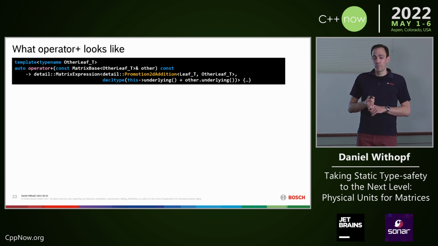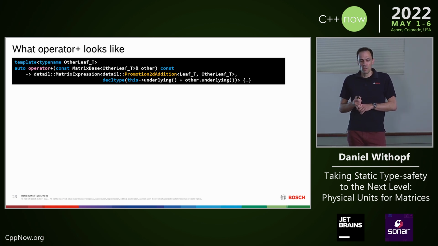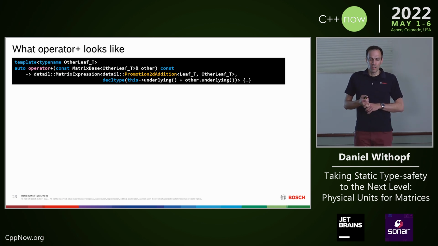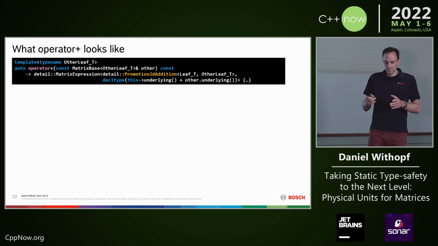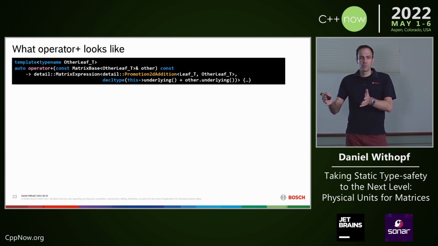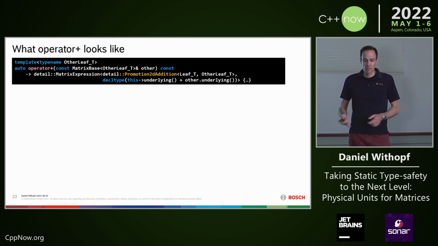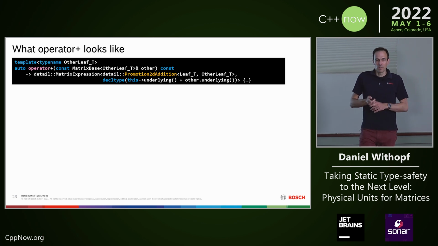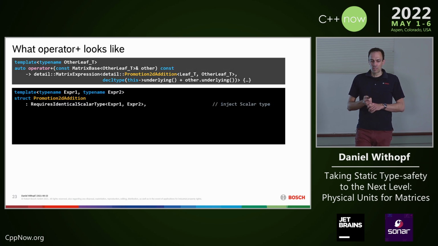Now I want to show what one of the operators in my library looks like, or the checks that are done in the operator. So here we use as a return type the matrix expression that I showed earlier. We use the promotion 2D addition as the first template argument for that expression, and this is responsible for inferring the return type. The second argument, so what should be done at runtime, is simply the decltype of adding the 2 underlying types. So if you have Eigen underneath, you add the 2 Eigen vectors or matrices or expressions that you have stored, and this is what happens at runtime.